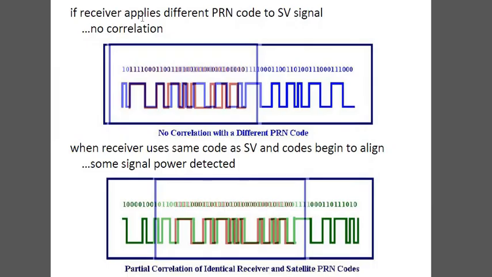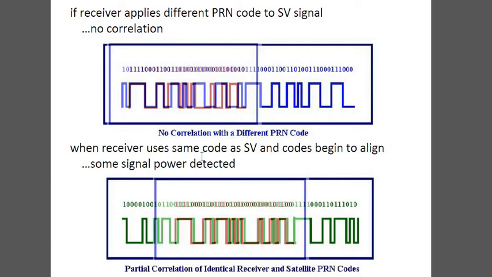So if the receiver applies different pseudo-random codes to the SV signal, SV signal is nothing but your satellite vehicle signal, okay, the satellite. So the receiver applies different pseudo-random codes to the satellite signal which has been given, then there is no correlation. So no correlation with the different pseudo-random codes.